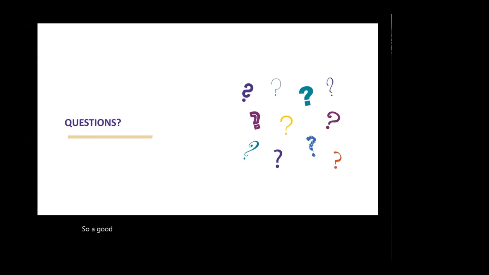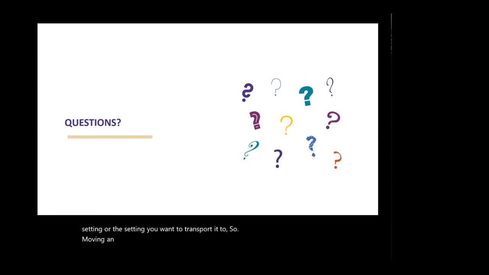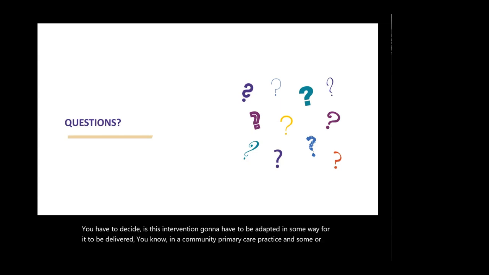So a good question would be, how much adaptation to that intervention do you think you're going to have to make when you move from the setting of origin where you collected all that evidence about its effectiveness to the target setting, the setting you want to transport it to? So, moving an intervention from an academic medical center to a community-based primary care practice, you have to decide, is this intervention going to have to be adapted in some way for it to be delivered in a community primary care practice? Or is there enough similarity between the two that it can probably be implemented with relatively minimal adaptation?